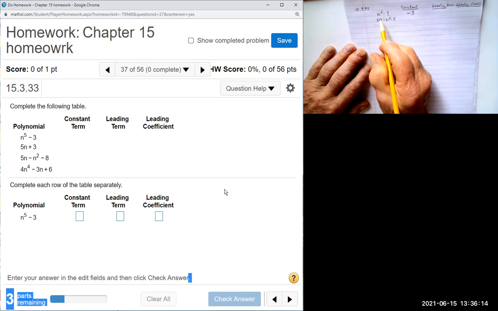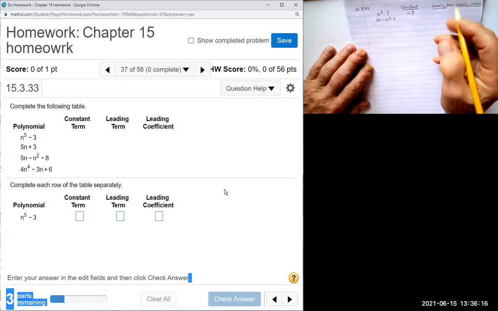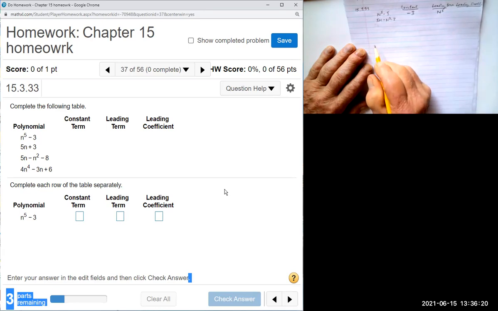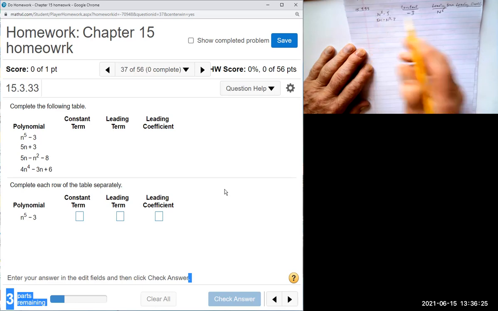The leading term is the term with the highest power. In this case, it's n to the fifth. And what is the leading coefficient? Well, the coefficient is the number that multiplies the leading term, which is understood to be a 1.